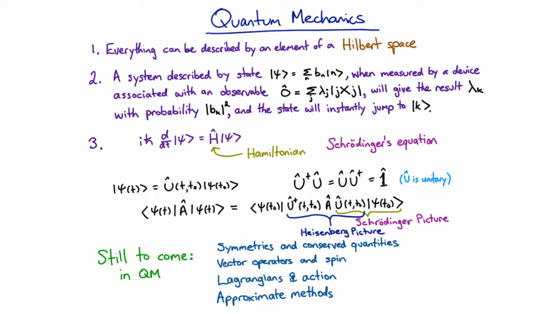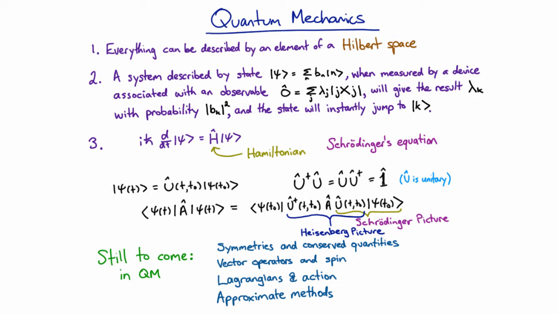Now, still to come, we want to finish today talking about symmetries and conserved quantities. The relationship between symmetries and conserved quantities is an idea that permeates all of physics, that we first discovered in classical mechanics. We're about to discover it again in quantum mechanics, and indeed it becomes very important when we start talking about relativistic theories such as quantum field theory.